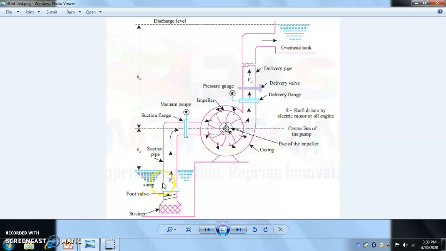Now this suction pipe consists of a foot valve and a strainer. The function of the strainer is to not let any solid particles enter along with the water, and the function of the foot valve is that it is only a one-sided or a non-return valve. That means water can only enter through this valve, but it cannot come back outside. So that is the function of the foot valve.